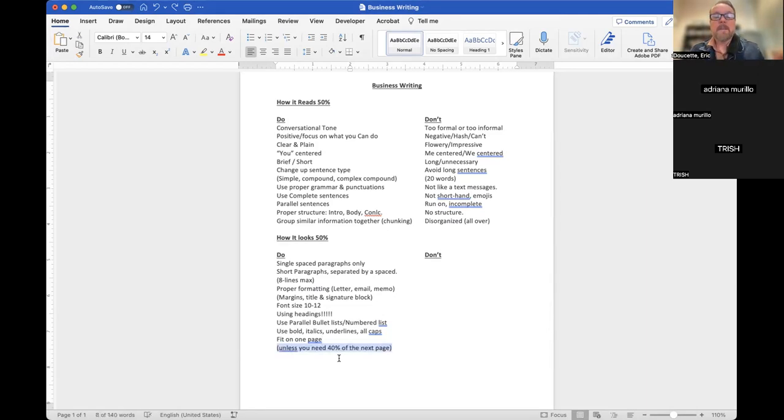And that's the other thing. Again, I said, unless you need 40% of the next page, make it all fit on one page. Use graphs, tables for data, and make your document visually appealing. So in business writing, you'll find that a lot of business reports use tables, graphics, charts, pie charts to show information, especially data, in a form that's very easy to view versus all packed away in a paragraph. So utilize those kinds of things to make your document more visually appealing.